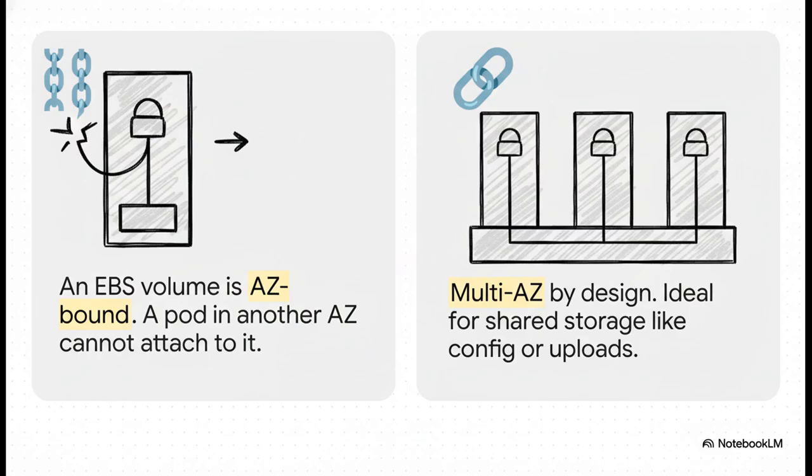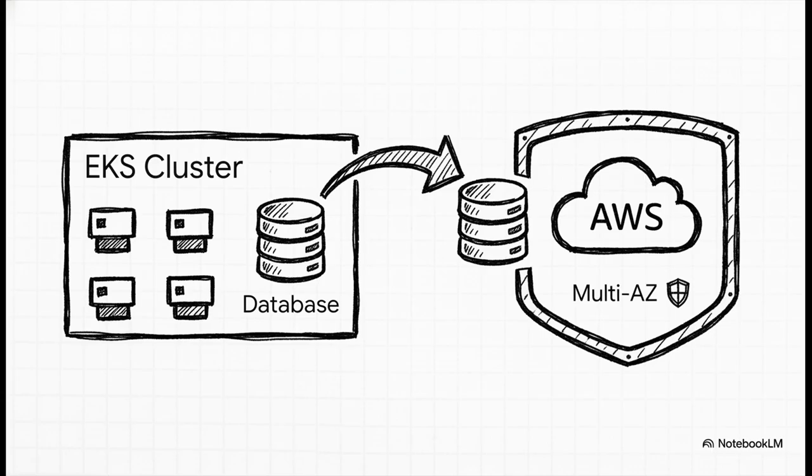And this all boils down to a fundamental choice between something like EBS and EFS. EBS, your standard block storage, is locked to a single availability zone. So if a pod fails and gets rescheduled to another AZ, it's lost its storage. EFS, on the other hand, is multi-AZ from the ground up, which makes it an amazing choice for things like shared data.